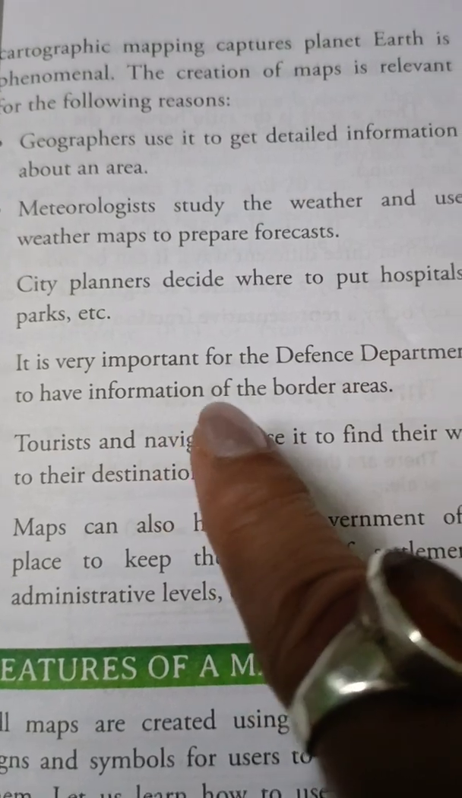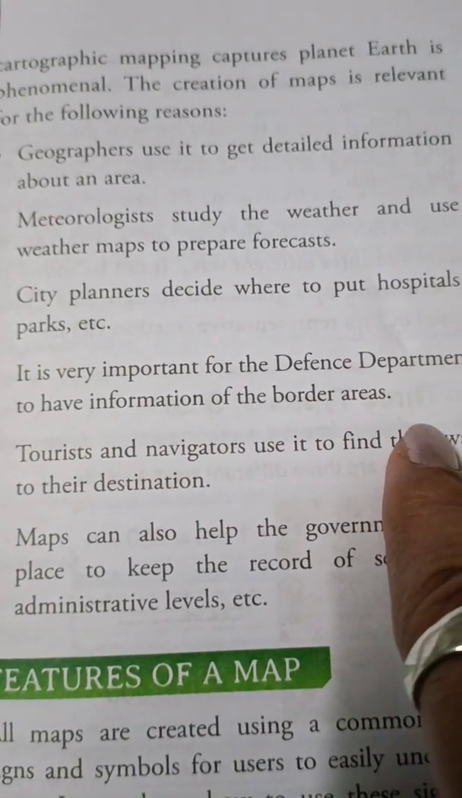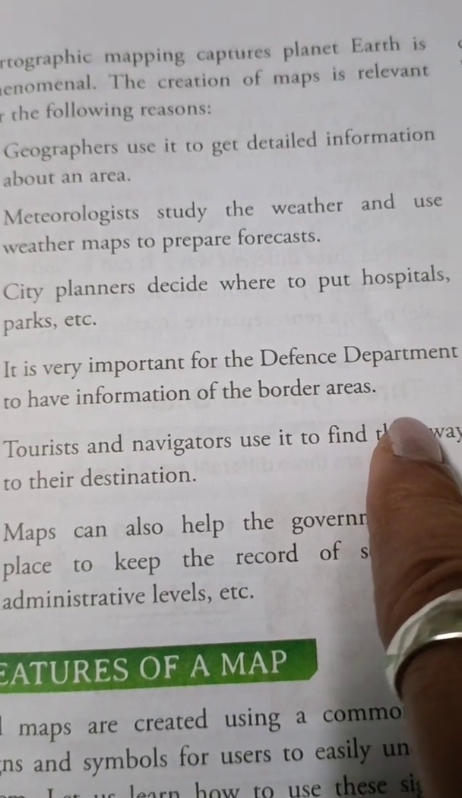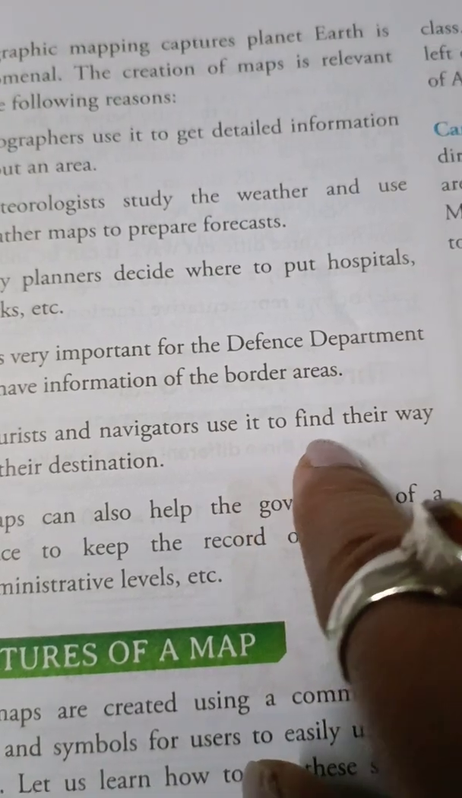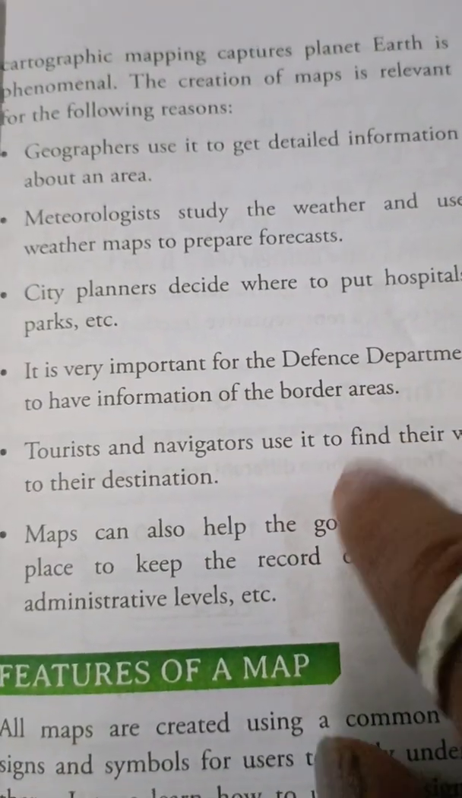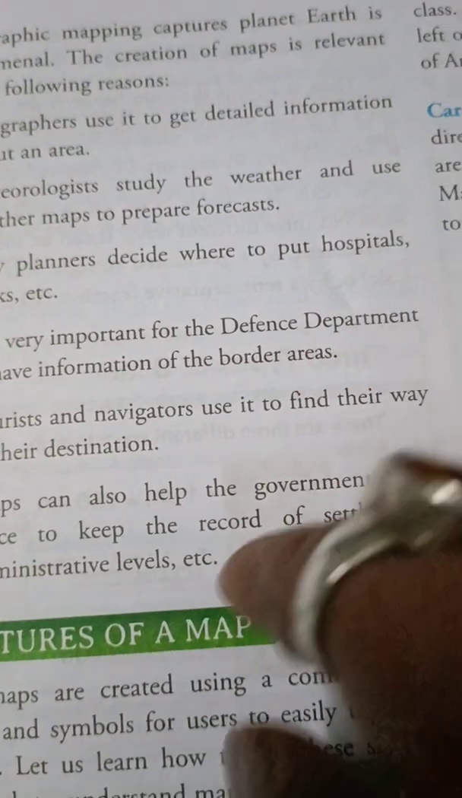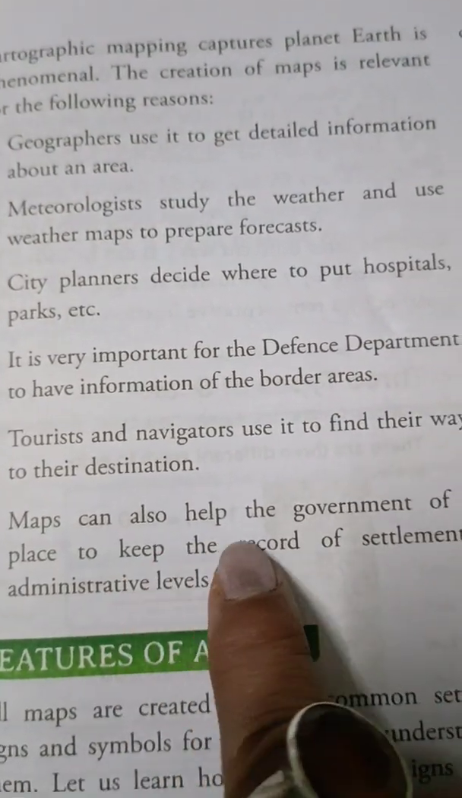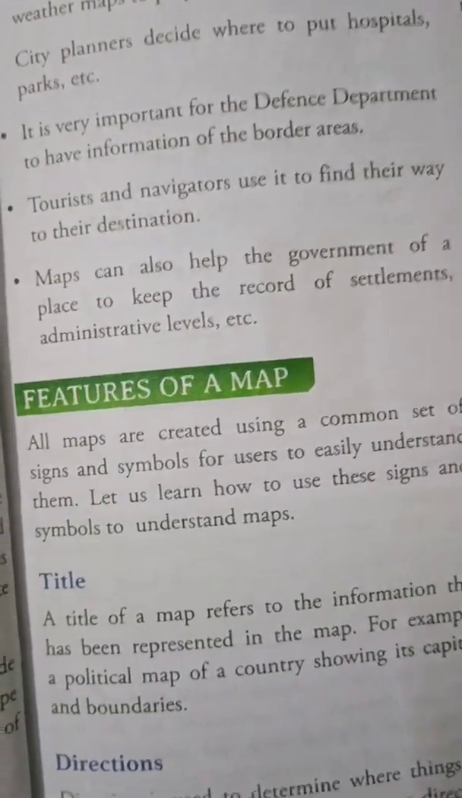It is very important for the defense department because it gives them the information about the border of our country, of our area. Tourists and navigators use it to find their way to their destination. A map also helps us and the government of a place to keep the record of the settlement of that place. It helps at the administrative level also.